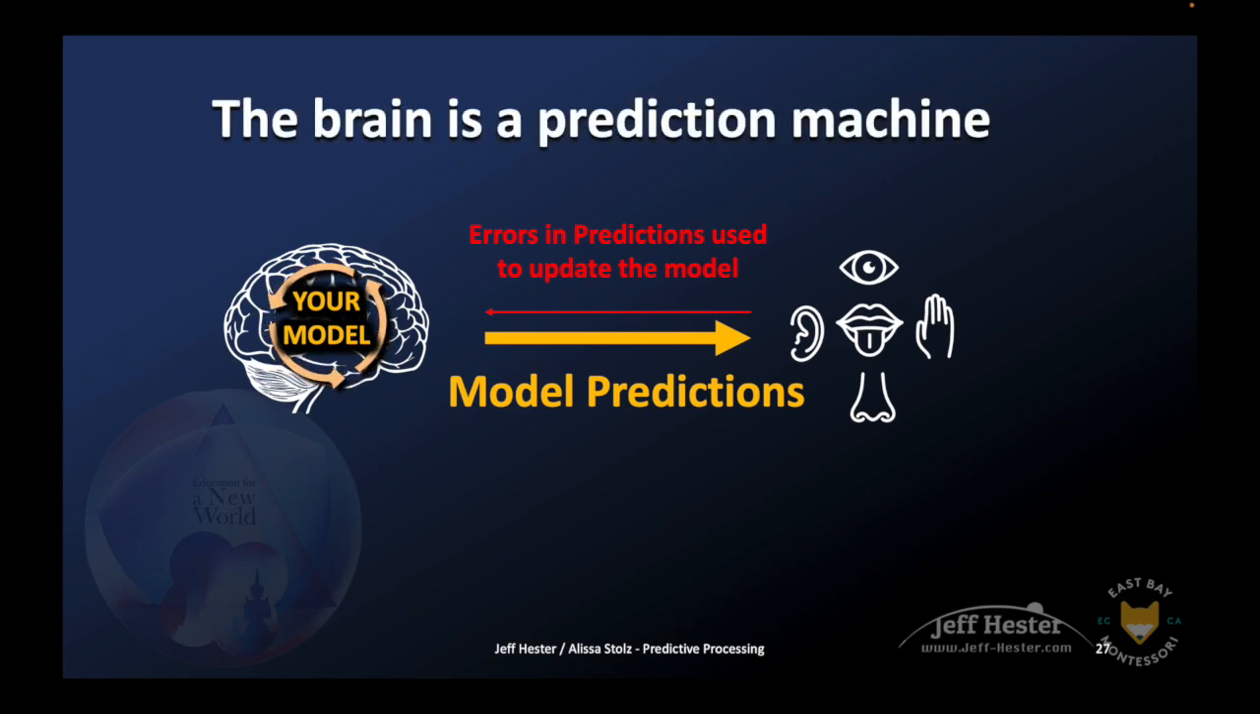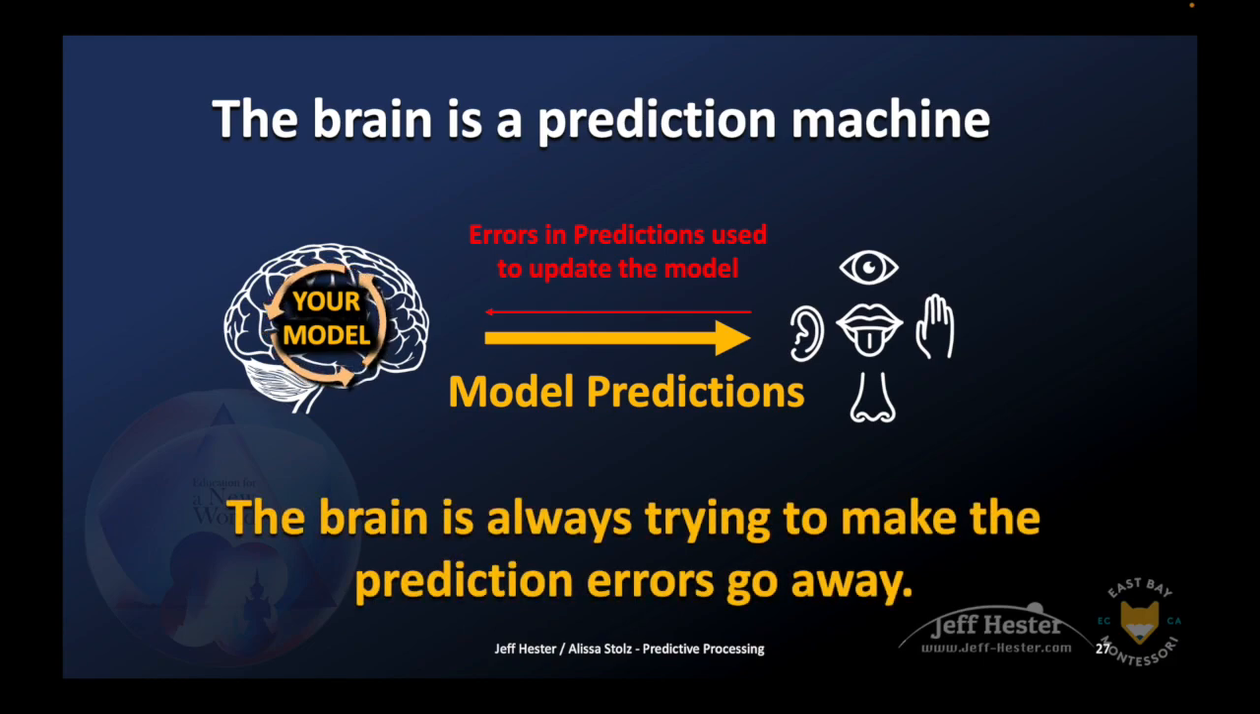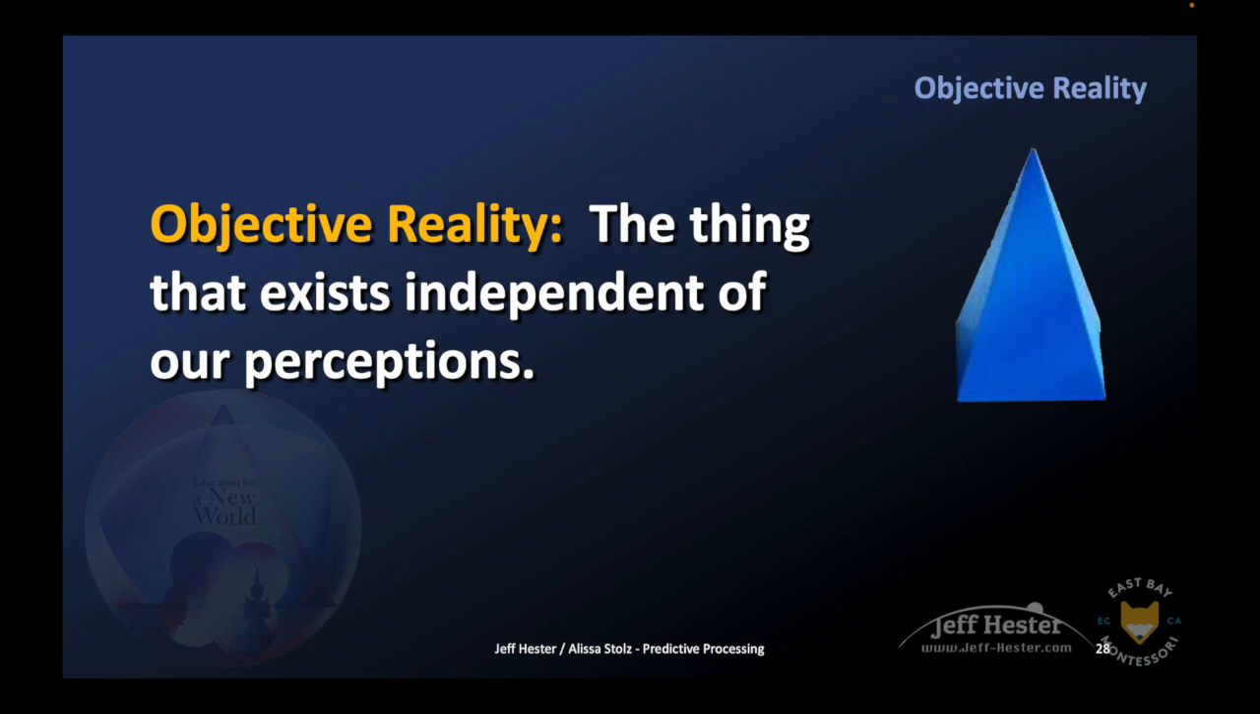The brain is a prediction machine. What the brain is always doing is predicting the world and then trying to minimize the error signals to make its model of the world as good as possible, predicting things that match the incoming information.